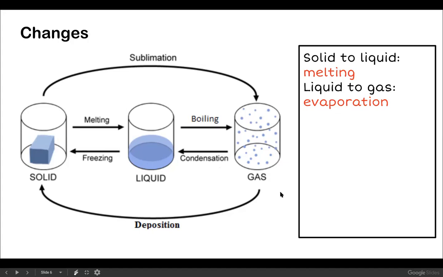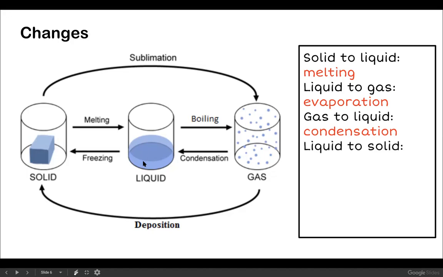Now, the opposite of that, if your gas is changing back into liquid form, forming liquid droplets and then a big puddle or cup of liquid, that is called condensation. And then if you take liquid and you change it back into a solid, that requires freezing. So liquid to solid, that is called freezing.